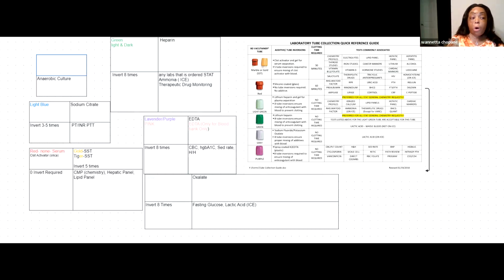Now, when we move on to the next order of draw, which is our first blood tube, remember, it's light blue in color. The additive in it is sodium citrate. If you can just remember citrate, to the best of your ability, that's what you're going to see on everything else, okay? Citrate. Remember, we invert it 3 to 5 times. This is the tube that's inverted the least of them all.